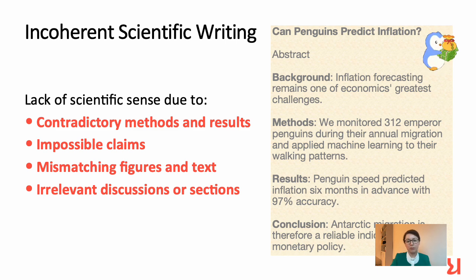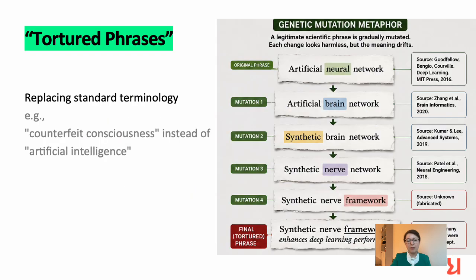Sometimes the writing problem becomes even more obvious through tortured phrases. Imagine reading a paper that repeatedly refers to counterfeit consciousness instead of artificial intelligence. It sounds unusual, but this phenomenon has become a genuine concern in scientific publishing. These so-called tortured phrases are awkward substitutes for familiar scientific terms. Tortured phrases are rarely the problem themselves. They are often the first clue that something else may be wrong in the paper too.